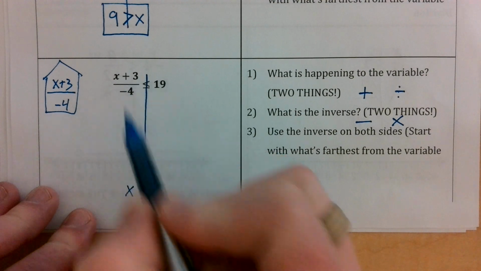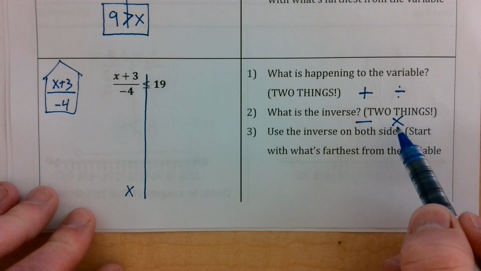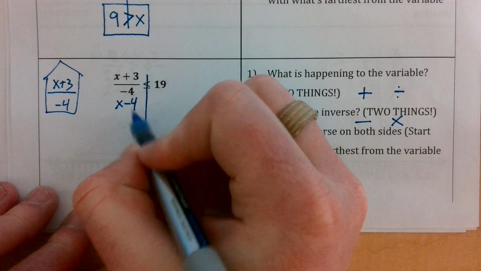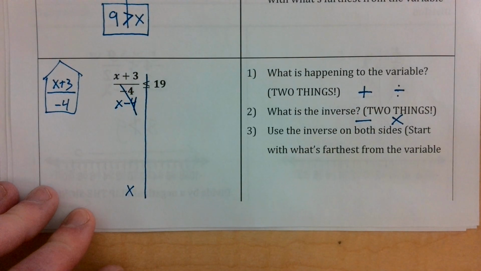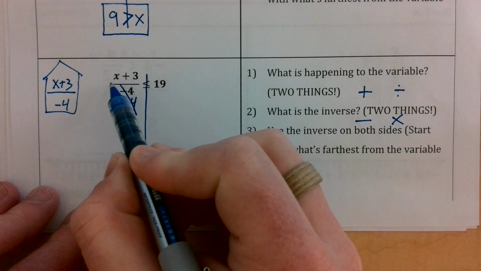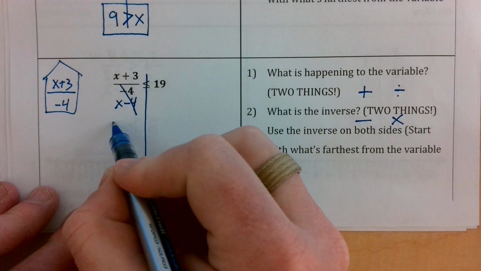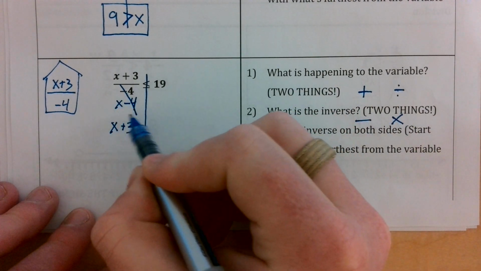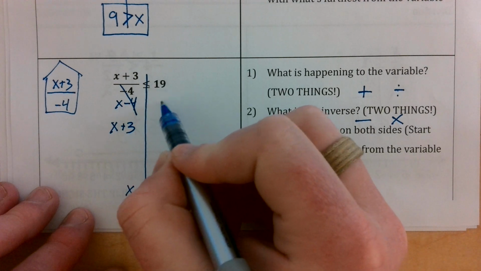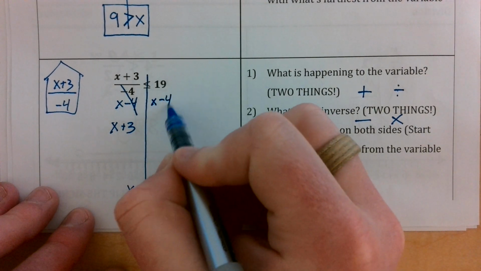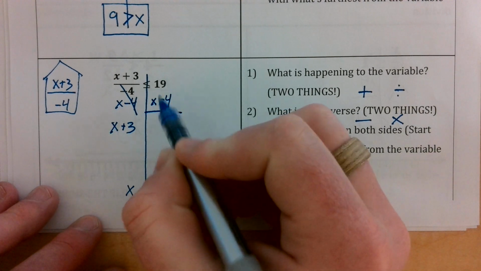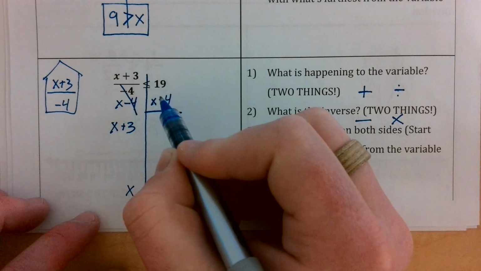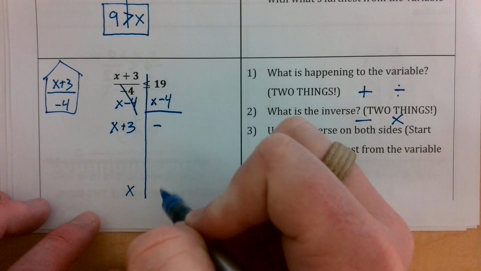So this is dividing by negative 4. We undo division with multiplication. So I'm going to multiply by negative 4. That cancels out. On this side, the only thing that's left is x plus 3, so I'm going to bring that down. If I multiply the left by negative 4, I need to multiply the right by negative 4. 19 times negative 4. A positive times a negative, opposite signs, is going to give us a negative answer.